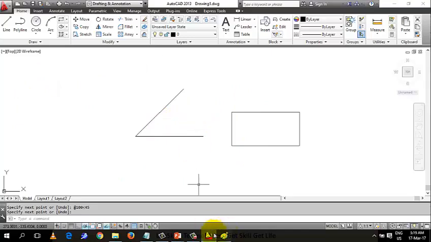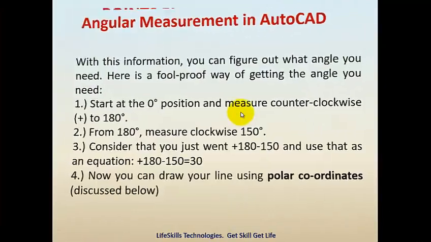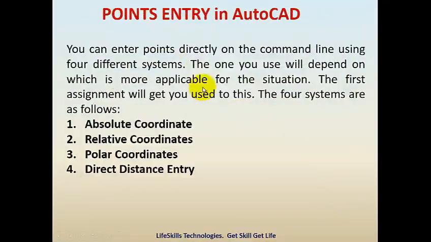So that is that. So if I go back to our presentation, I said there are 4 methods of entering points in AutoCAD. We have absolute coordinate, relative coordinate, polar coordinate. I've demonstrated these 3. Then let's look at the 4th one, the direct distance entry. Well, this is very simple, especially if you are not dealing with polar coordinate. If you are dealing with only horizontal or vertical lines, you are not dealing with any line at an angle. So what will happen is this.